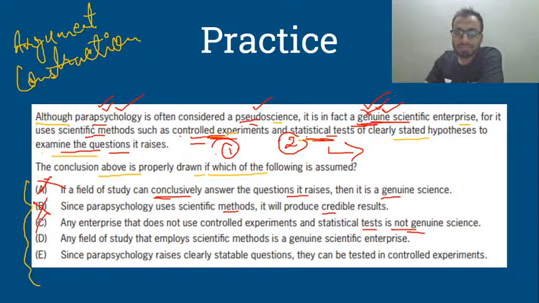ठीक है? That is why we'll eliminate C as well, because the passage is not talking about what is not genuine science. The passage is talking about what is genuine science.